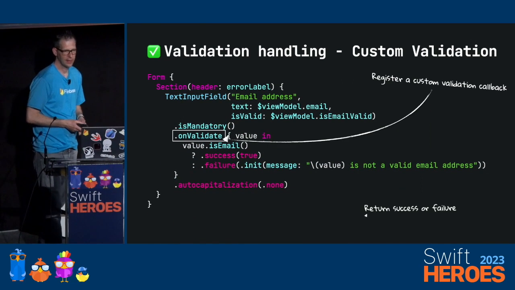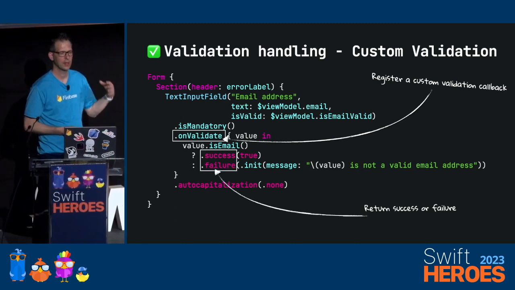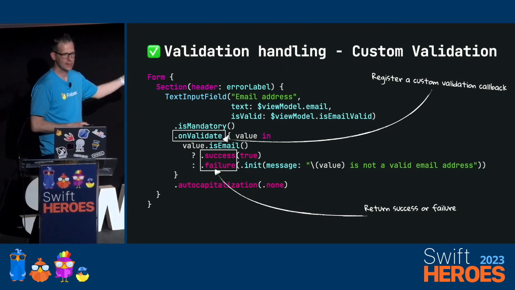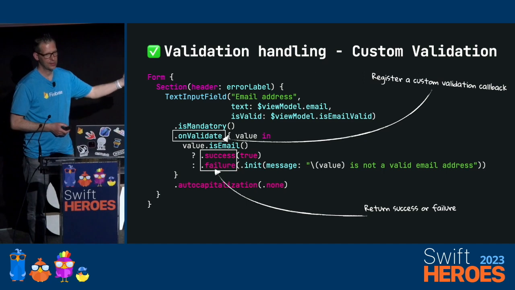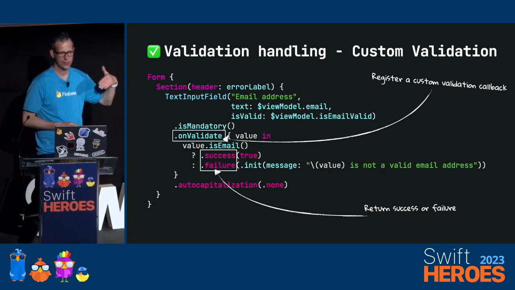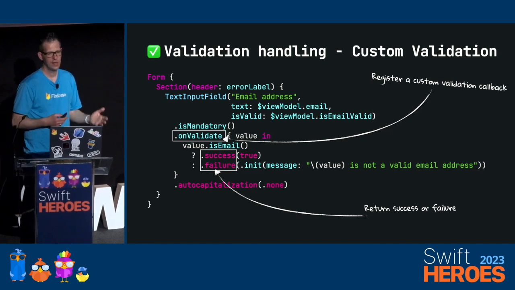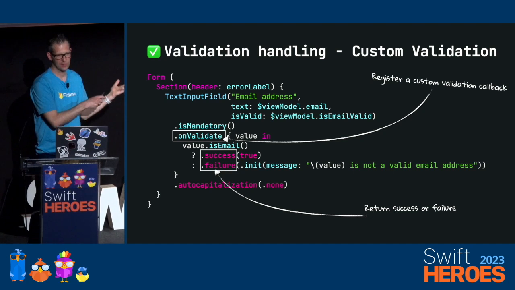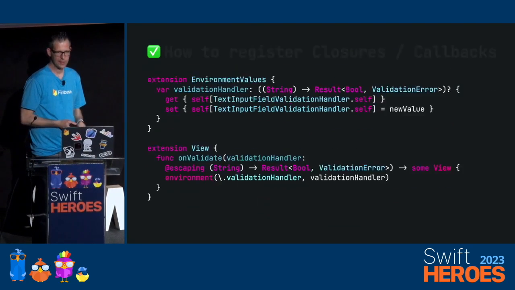So, this is how I want my call site to look. I want to be able to say, here is an onValidate view modifier. That modifier has a closure that should be called. I want to receive the current value, and then I want to do some checking, whatever, and I want to return whether that's valid or not. Okay, so how can we implement this?